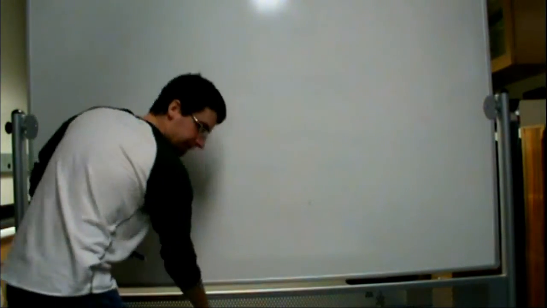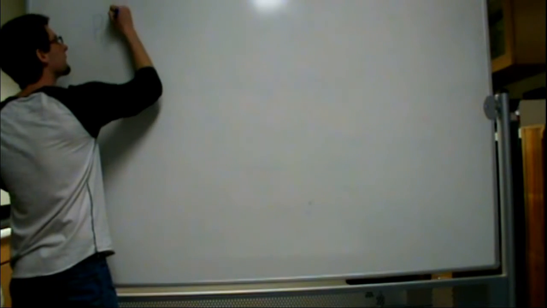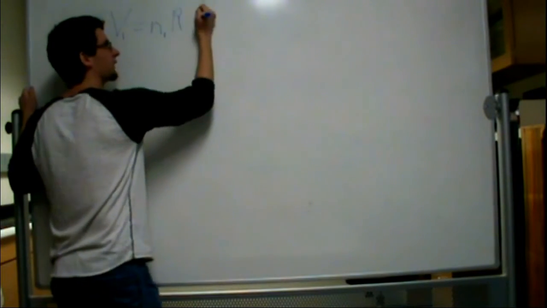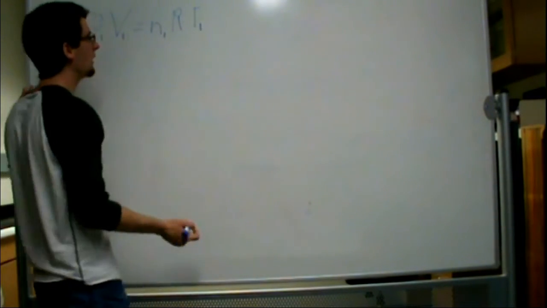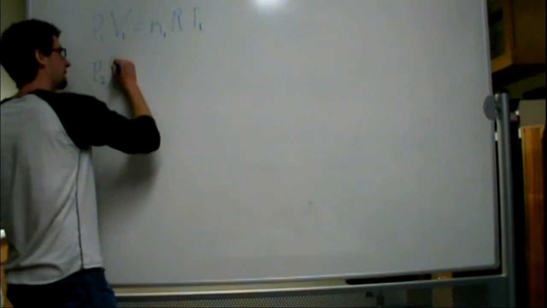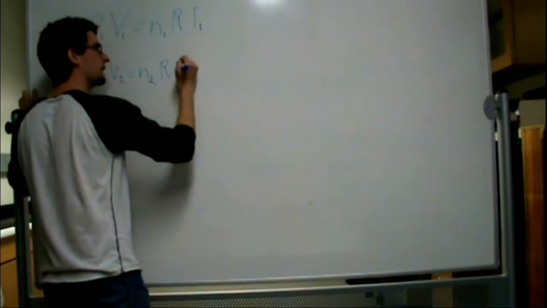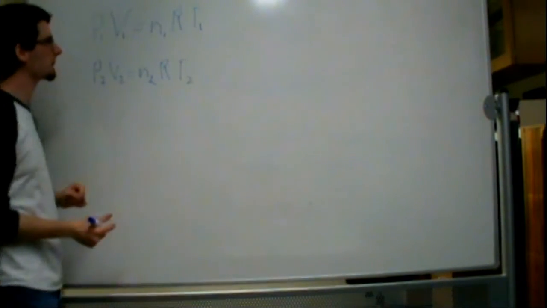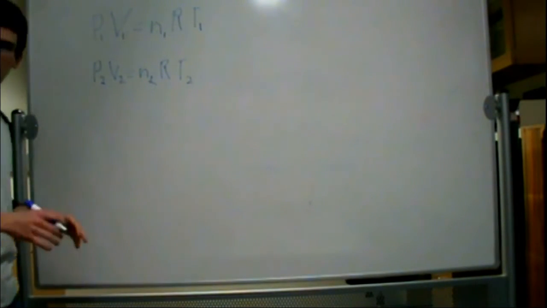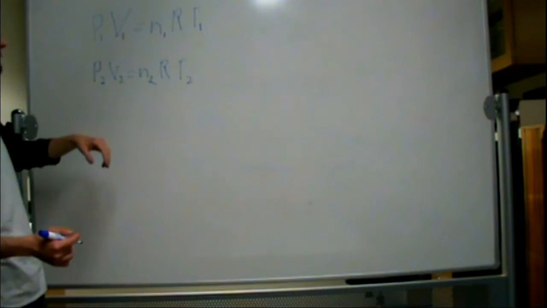All right. So we have P1 V1 is equal to N1 R T1. R is just a constant. It's always a constant. And we also have P2 V2 is equal to N2, excuse me, N2 R T2. Now we need to have these relations be equivalent to one another so we can set them equal to each other and then solve for the variables that we need. So we need volume over temperature.